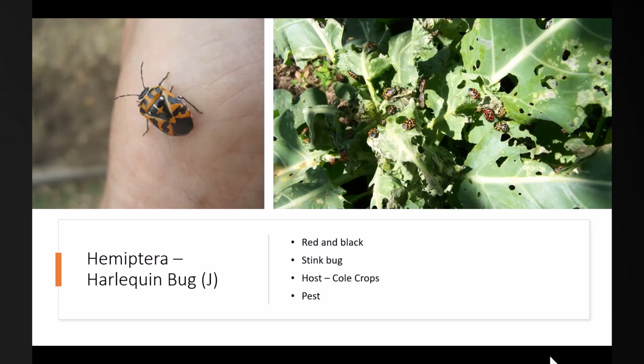These are lettuces, cauliflower, broccoli. Some spinaches are considered cole crops. Some kales are considered cole crops. So these are a pest insect feeding on those vegetable cole crops.